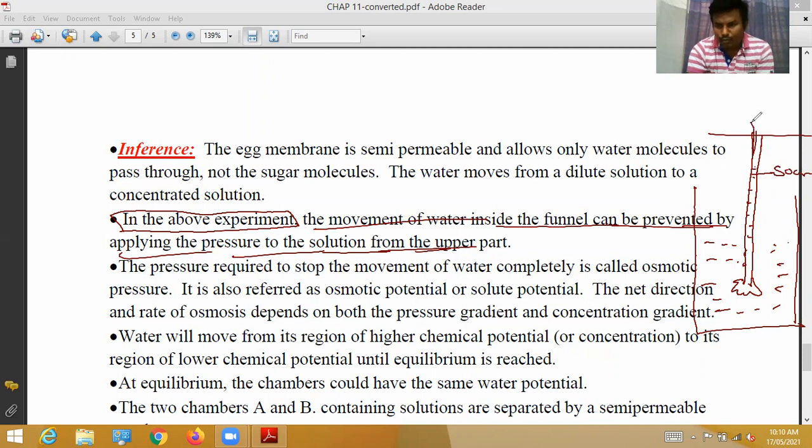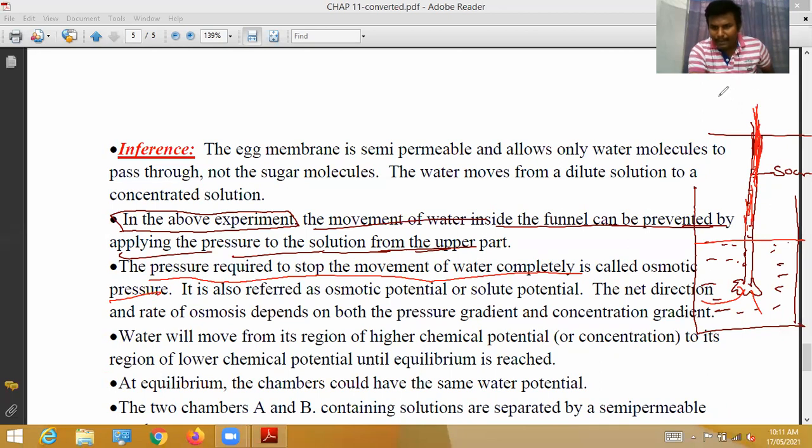Okay, so here we applied some amount of pressure. When we applied pressure, the movement of water from the diluted solution to the sucrose solution is stopped. The pressure applied to the solution from the upper part, the pressure required to stop the movement of water completely, is called osmotic pressure.